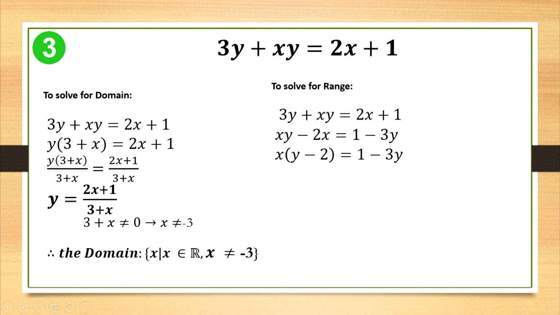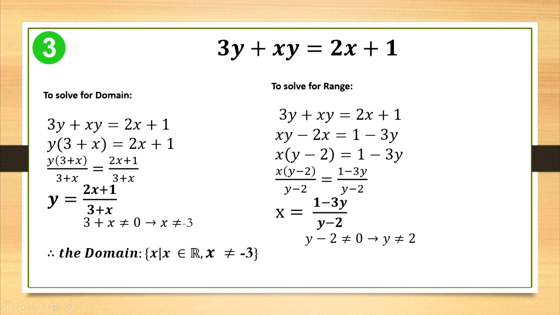So we have x quantity y minus 2 equals 1 minus 3y. To get x, we must divide both sides by y minus 2. Now we get x equals 1 minus 3y over y minus 2. Still, we have a restriction because x is a fraction. The denominator should not be equal to 0. Then our result will be y is not equal to 2. Therefore, our range is a set of all real numbers except positive 2.